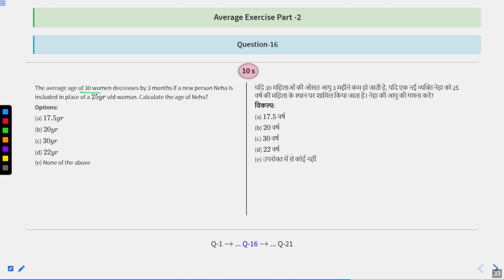The average age of 30 women decreases by 3 months if a new person, Neha, is included in place of a 25-year-old woman. Calculate the age of Neha. You have 5 options and 10 seconds to analyze the question. Your time starts now.